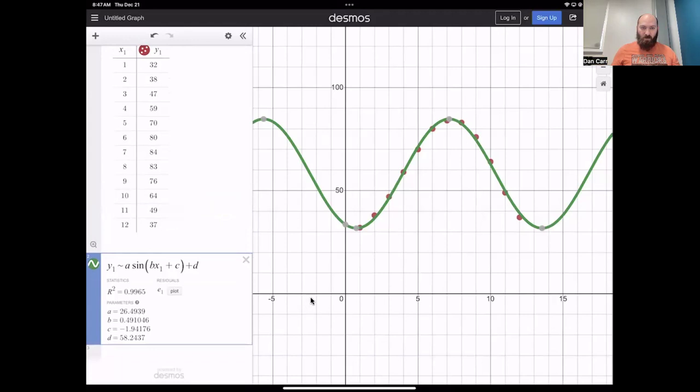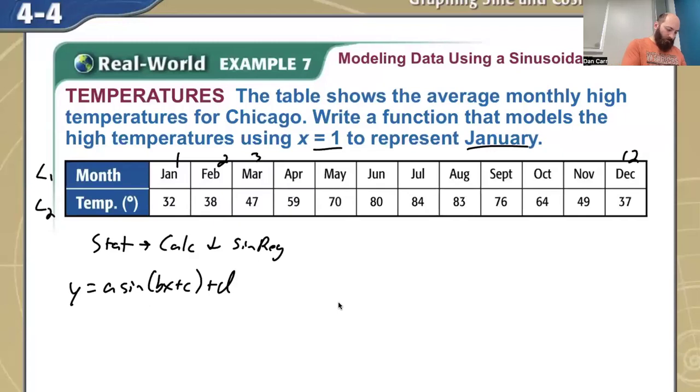Let's see here. Just want to make sure I have that set for myself. Okay. Give me 1 second here. Okay. So now I can write out my function.